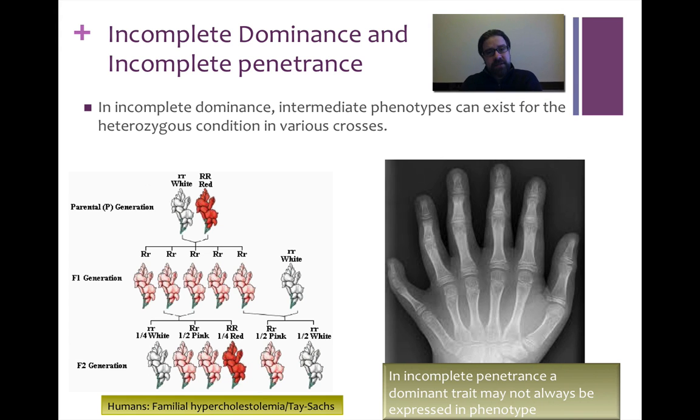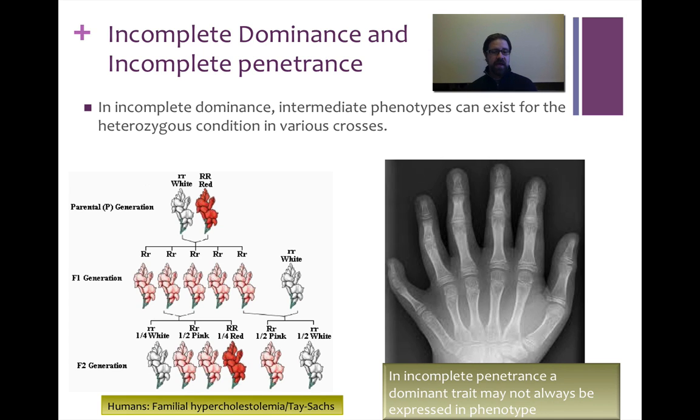Okay, our next topics are going to be incomplete dominance and incomplete penetrance. All right, so here we go. This is how we get away, once again, from Mendelian genetics. We just saw it with codominant alleles in multiple allele situations, but we can also see incomplete dominance, where it's kind of there, but also kind of not there.